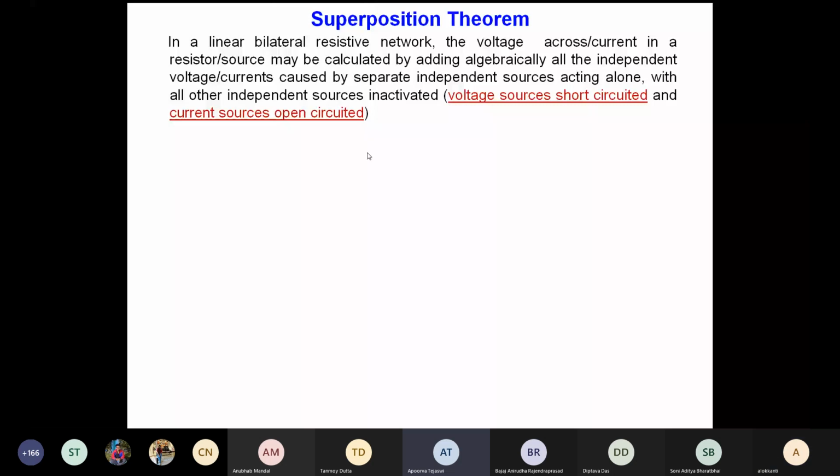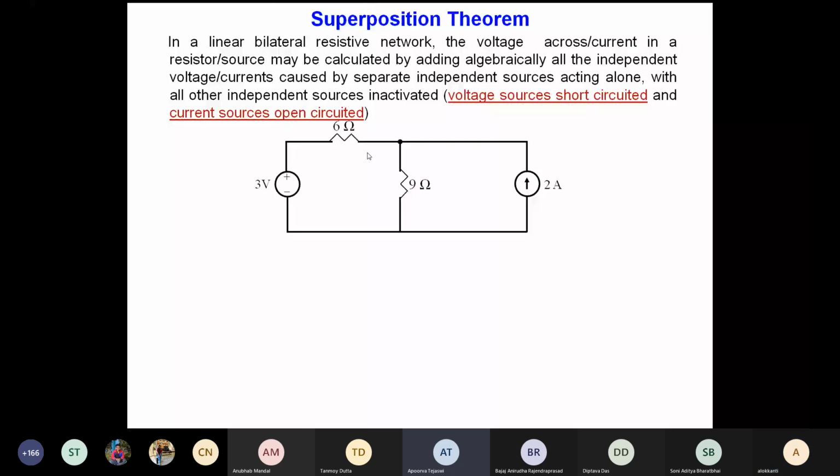Sir, is this theorem also valid if the circuit contains capacitors and inductors? That we will come to later. We are not focusing on that now. Only for the resistive network. Let us understand the concept and do the numericals. We'll gradually come to those elements. We are right now talking of resistive elements only.